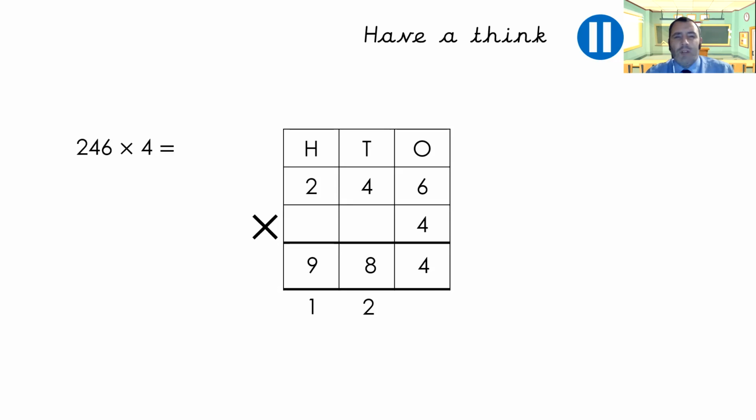The other thing to be really, really careful of here is that I put my exchanges underneath the column that they're exchanging into, not putting them halfway between two, because it might be really easy to get confused and I'll end up getting my answer wrong. So there we go, 984.